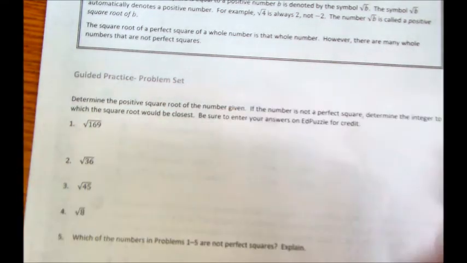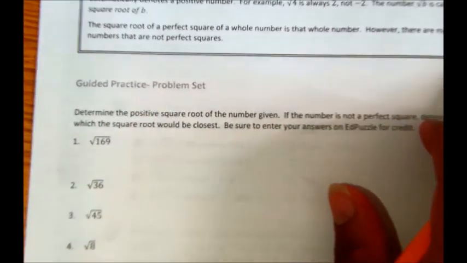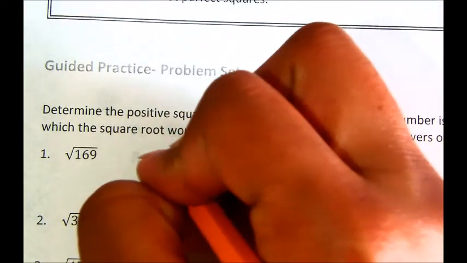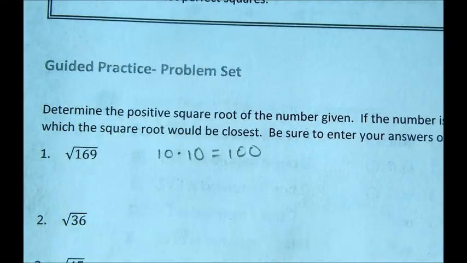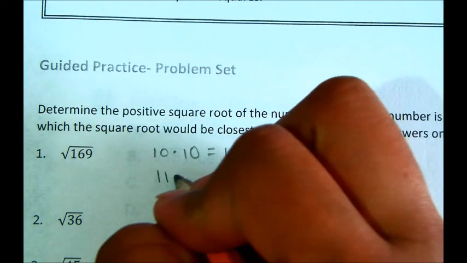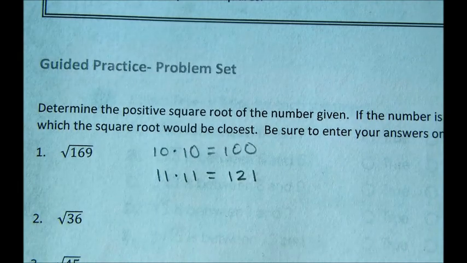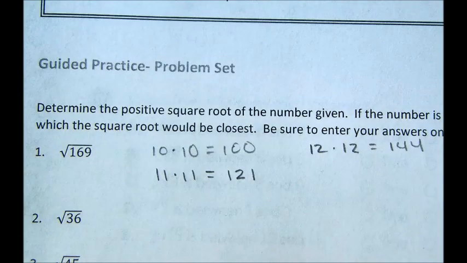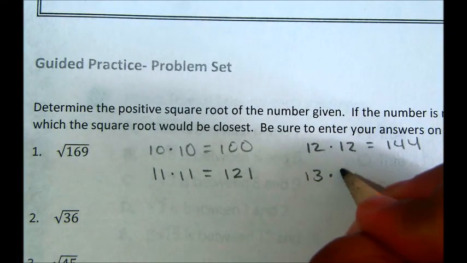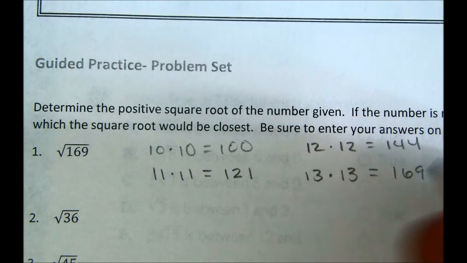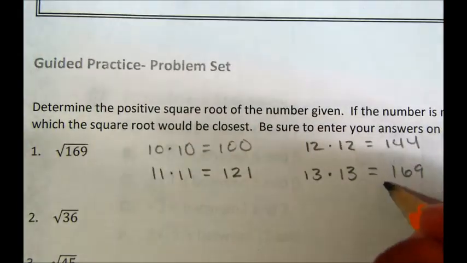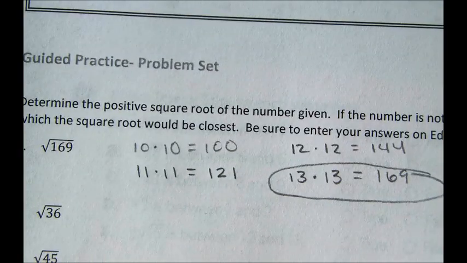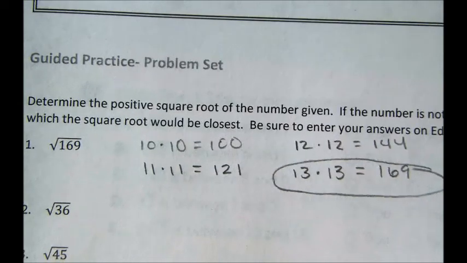All right, well, I know some information about my perfect squares. If I want to find the square root of 169, I'll jump right up to 100. So I know that 10 times 10 gives me 100. That's too far off from 169. I know that 11 times 11 gives me 121. I know that 12 times 12 gives me 144. Close but not close enough. Well, I learned that 13 times 13 gives me 169. Therefore, the square root of 169 must be 13, because 13 times 13 gives me 169.